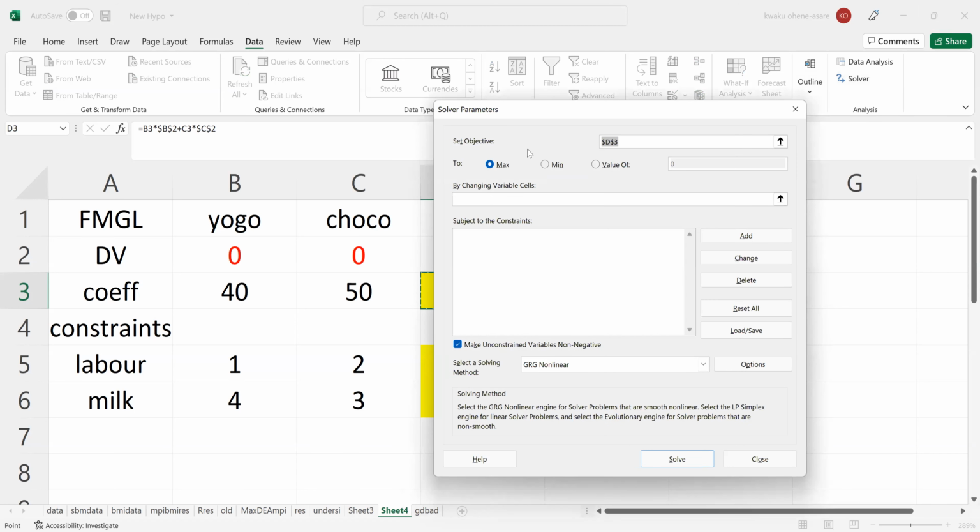The first one is objective function. The objective function, that is the first place you see the cursor is blinking there. Please, whatever is there, click it and delete everything. So delete. You see so many things written, just delete, delete, so that the place is empty. That is where you are about to put your objective function.